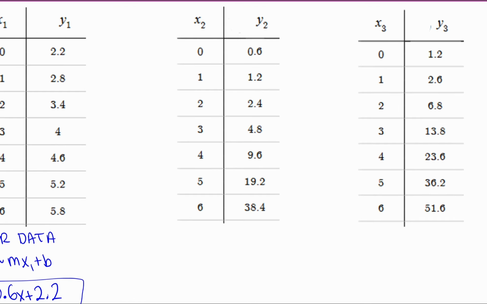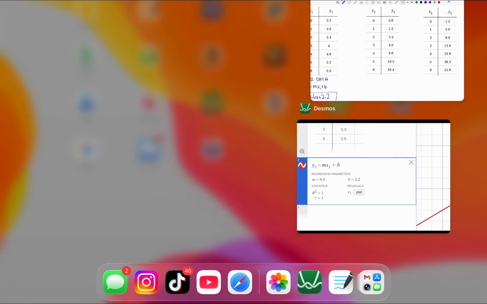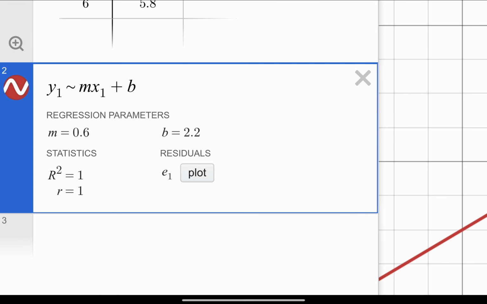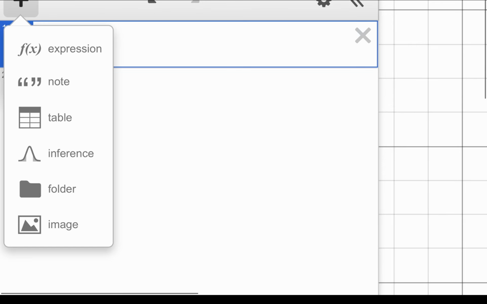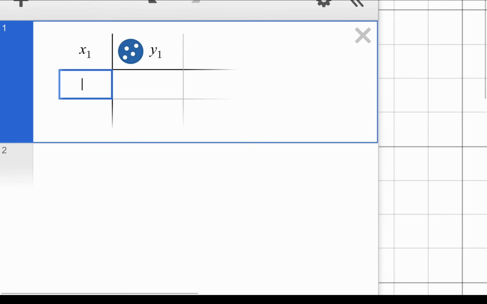Moving on to the second data table, we have to determine, again, whether this data represents a linear function, quadratic function, or perhaps an exponential function. So let's go ahead and type it into Desmos. Keep in mind that when you're typing this into Desmos or your TI-84, you need to delete the data to ensure that you do not make a mistake. So let's go ahead and type in our table of values.